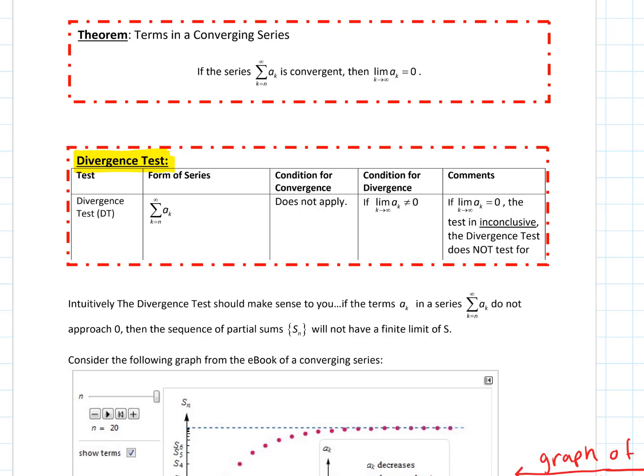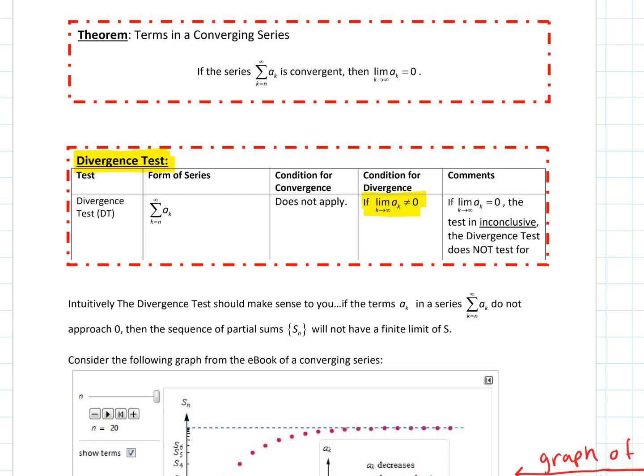We're looking at some series. Doesn't matter where the index starts. It says the sum from k equals n to infinity of a sub k. And in this particular case, we are not actually testing for convergence. We are testing for divergence. And the test says this: if the limit of those terms does not equal 0, then that must mean that the series diverges. And that is all that this says. This doesn't tell us anything else.